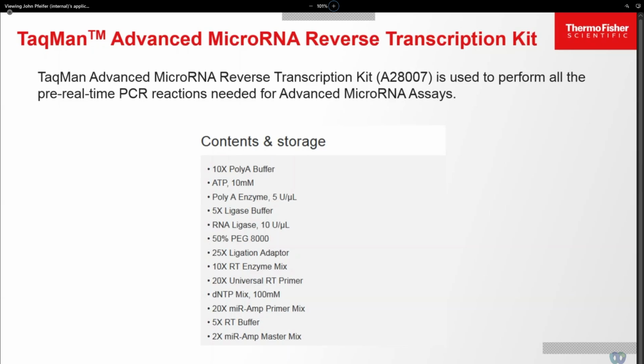The reverse transcription kit, and actually there's more going on here than reverse transcription, is called the TaqMan Advanced microRNA Reverse Transcription Kit. And you can see a lot of components because there are a lot of different reactions going on there. But this is the one we'd recommend for the advanced microRNA assays.